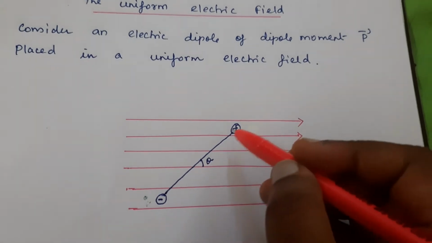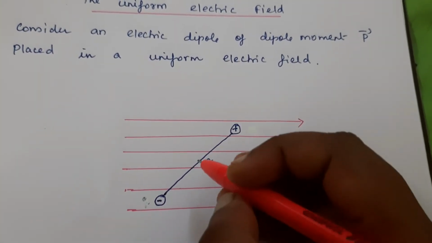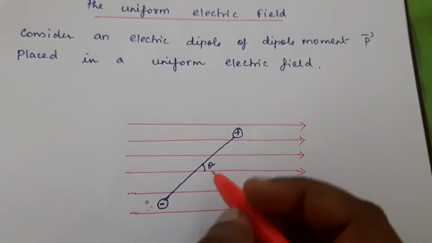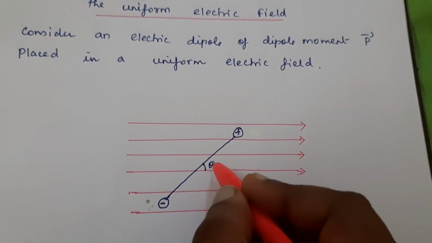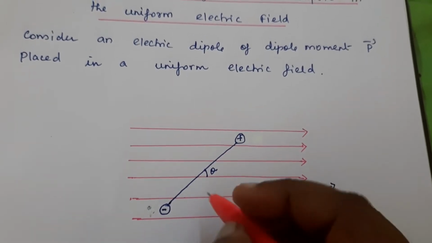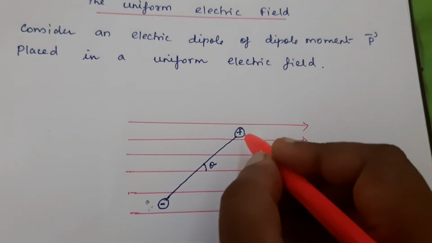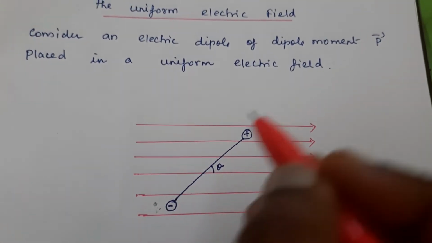You know what is a dipole? Two equal and opposite charges separated by a small distance. Now this dipole is placed at an angle theta with that of the electric field. So this is the direction of the electric field, and the dipole is making an angle theta with it. Now this is a positive charge and this is a negative charge.